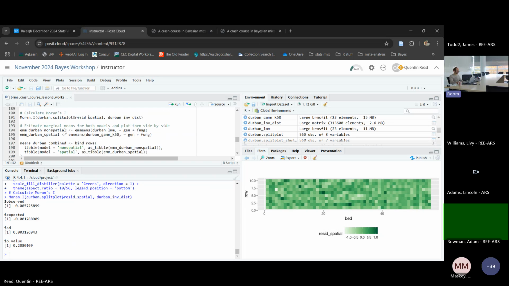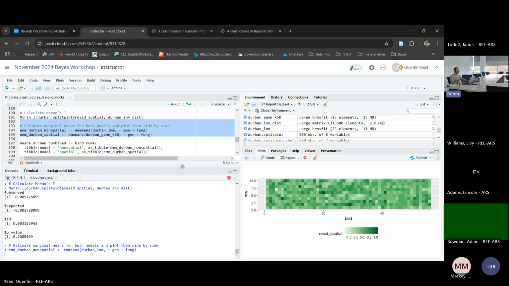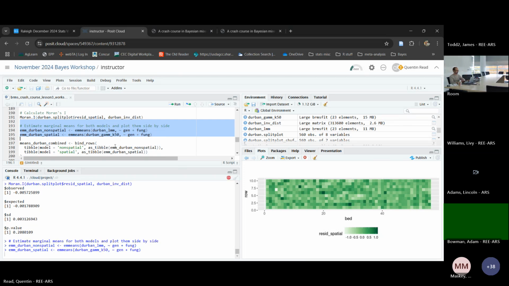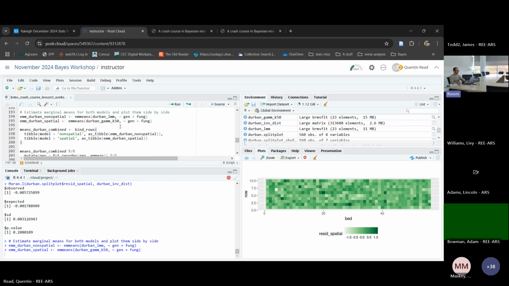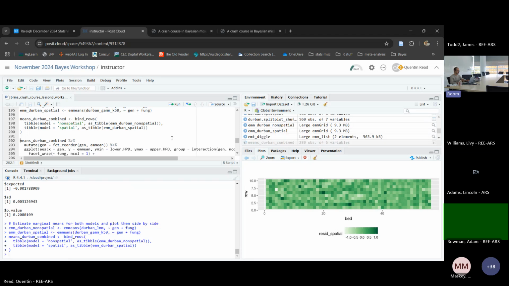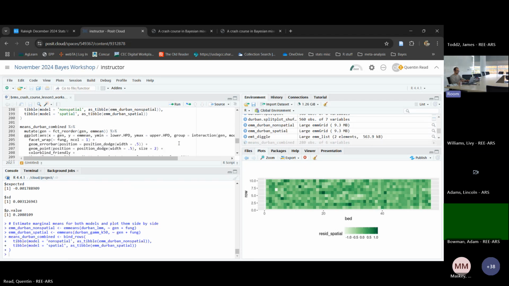So I don't think I left any more blanks in the worksheet at this point. Now we're just going to run some code and take a look, because you're probably all tired of filling in the blanks. We're going to calculate the estimated marginal means for each model, the one that has spatial trend and the one that does not. And I wrote some code to combine all those into one data frame for plotting, and then I'm going to make a plot of them. So let's take a look at what it shows.